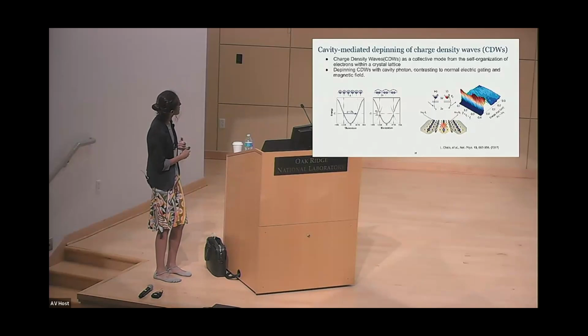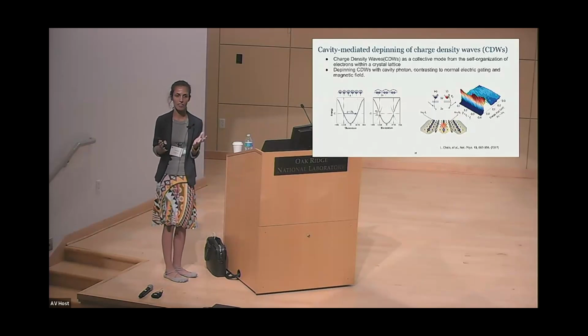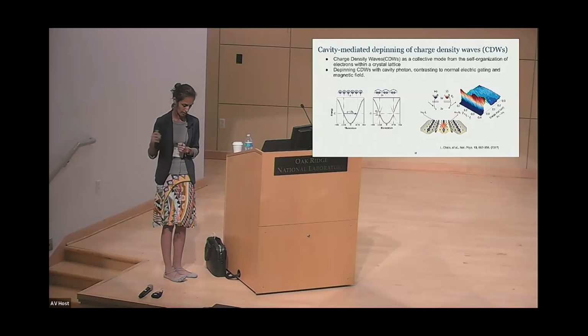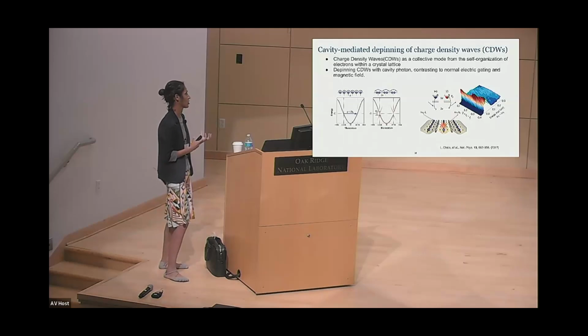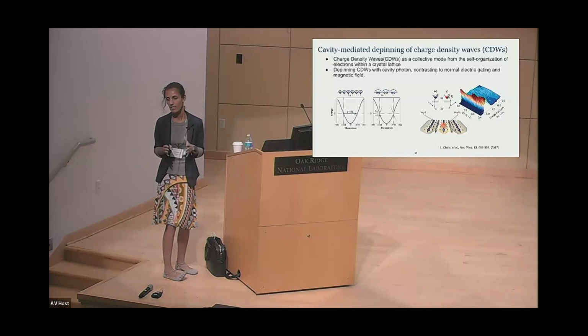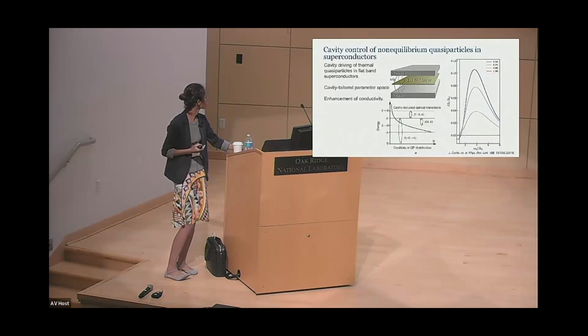Depinning CDWs is actually pretty important because frequently getting a charge density wave competes with having a superconducting phase. So folks would say that if you can depin or you can use the cavity to prevent the CDW, then you might be able to actually make it a superconductor in regimes where it would not be a superconductor. So again, this is something that we and others are thinking about. If you have ideas on it, I'm very open to it.